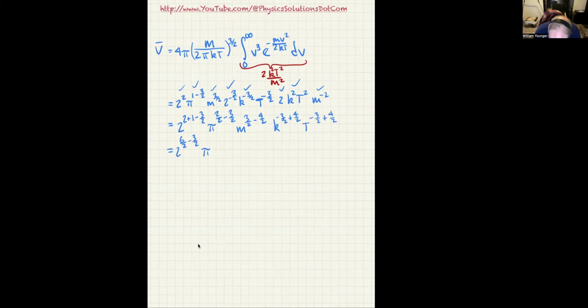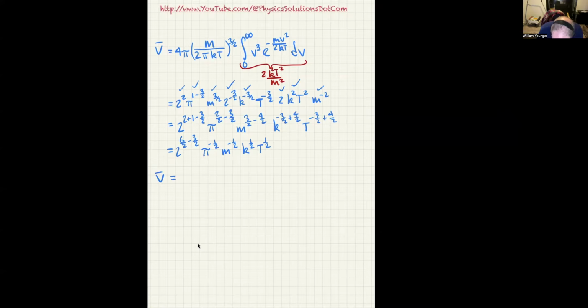This is pi to the 2 over 2 minus 3 over 2, which is negative 1 half. The m is to the 3 over 2 minus 4 over 2. That's negative 1 half. And the k is to the negative 3 halves plus 4 halves. That's going to be to the 1 half power. And the t is going to be negative 3 halves plus 4 halves. That's also going to be to the 1 half power. So I finally got my result.